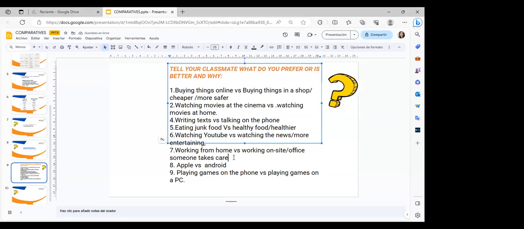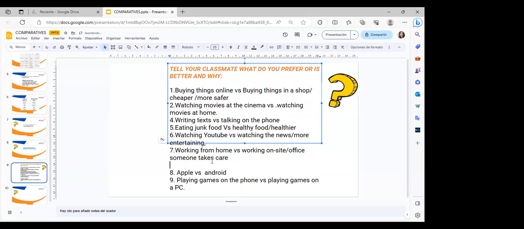So do you work from home, Elizabeth? Sí. Okay, that's cool. That's perfect. Very good. And have you worked on site before? I guess that you had. So based on that, would you say that it's better working from home? Like comparing the two of them?